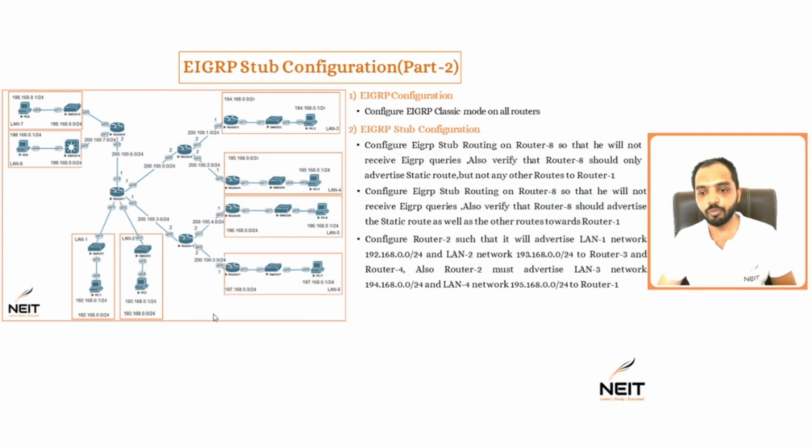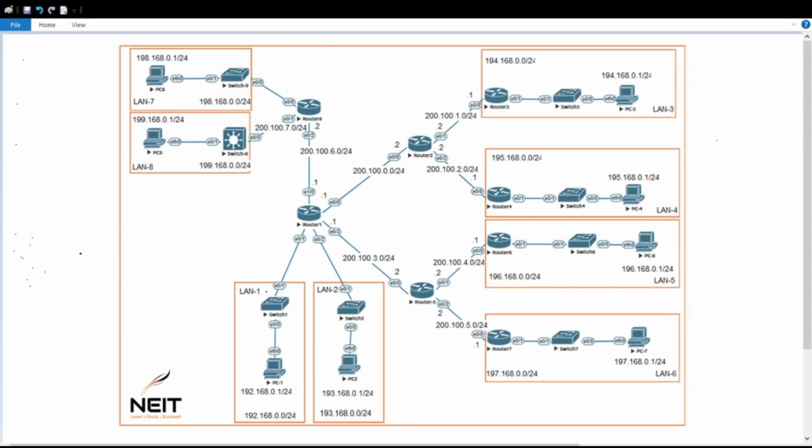Now after that we have to configure router 2 such that it will advertise the LAN 1 network, which is 192.168.0.0, and the LAN 2 network, 193.168.0.0, to router 3 and router 4. Also, router 2 must advertise the LAN 3 network 194.168.0.0 and the LAN 4 network 195.168.0.0 towards router 1. So the task requires that router 2 advertise the LAN 1 and LAN 2 networks towards router 3 and router 4, and the LAN 3 and LAN 4 networks towards router 1.